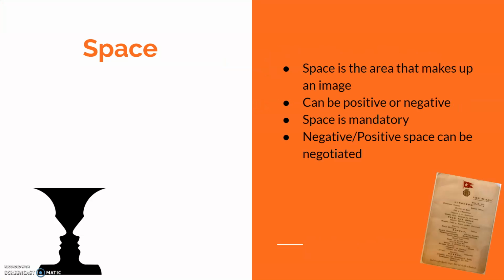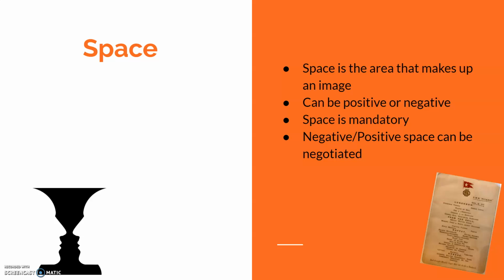Space is the space that we are given to work with. Space can be positive or negative. For example, the menu on the right here. The text, symbols, and graphics make up the positive space, while the white, empty space is the negative space that isn't actively being used. Now, of course, space is mandatory for design. All design happens within the space.